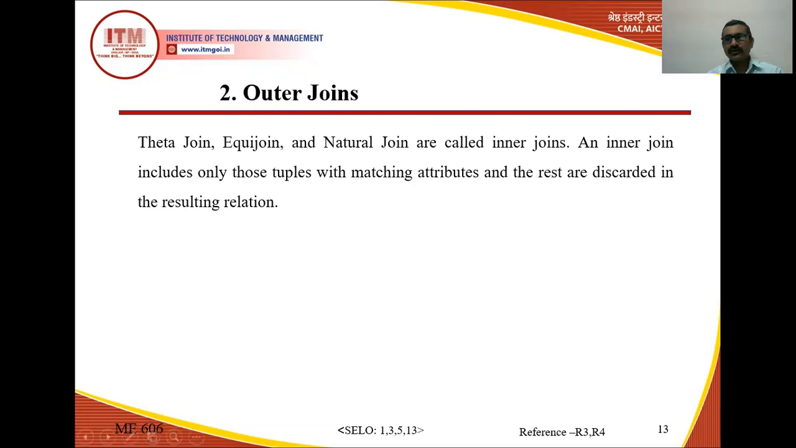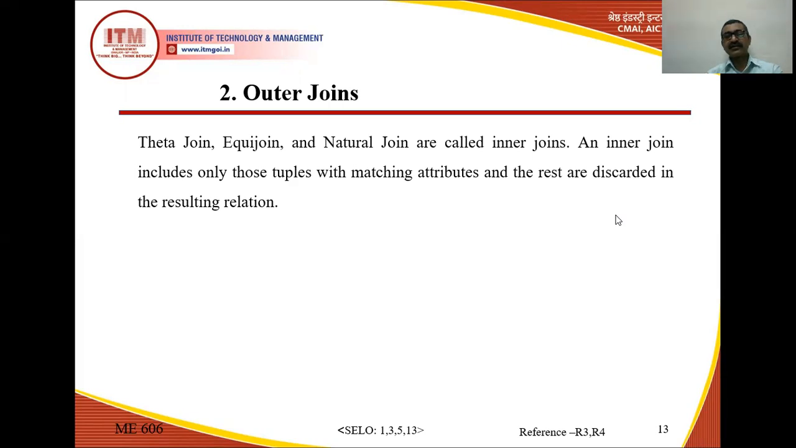Now we have to discuss the outer join. So what is the outer join? Theta join, equijoin and the natural join are called the inner join. The inner join includes only those tuples with matching attributes. So what is the condition of the inner join? It can only match the attributes used in the particular tables, and the rest are discarded in the resulting table. The rest we discard here.